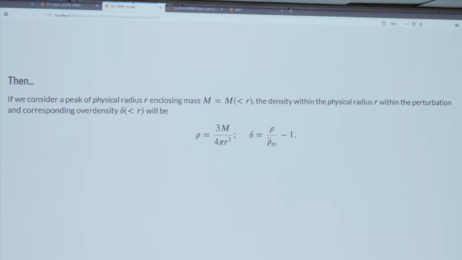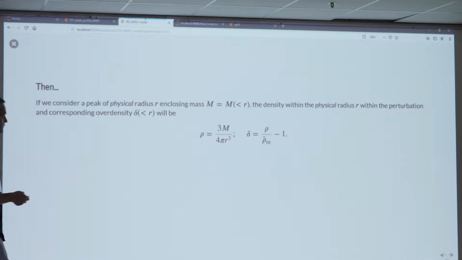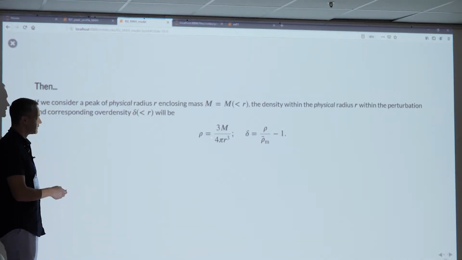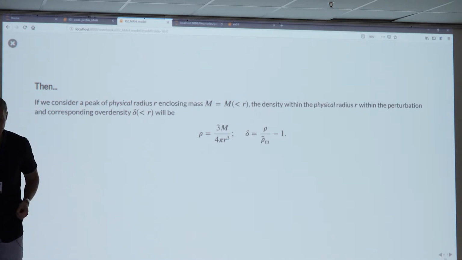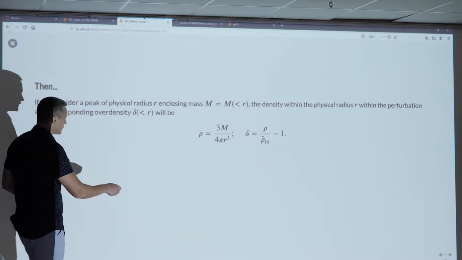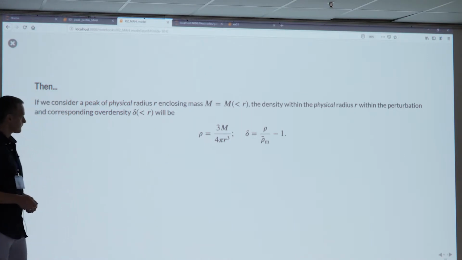So if the mass is constant, we can just designate it to be m, and it will be independent of time for the reasons that I just described. The density within a given radius, when the radius evolves, will be just 3m over 4 pi r cubed. We deal with a spherical perturbation. And so we're interested in the evolution of the overdensity, the density within a given radius divided by the mean density of the universe, minus 1. And so we want to derive an equation for this quantity.